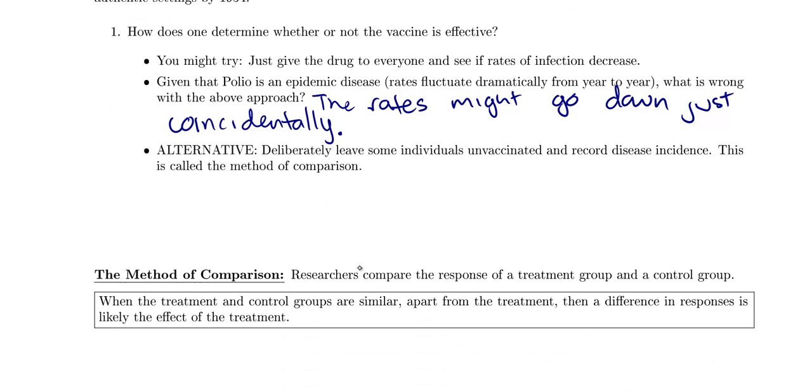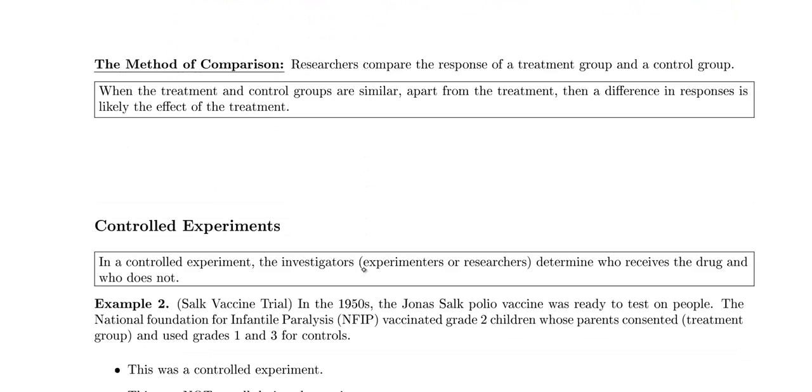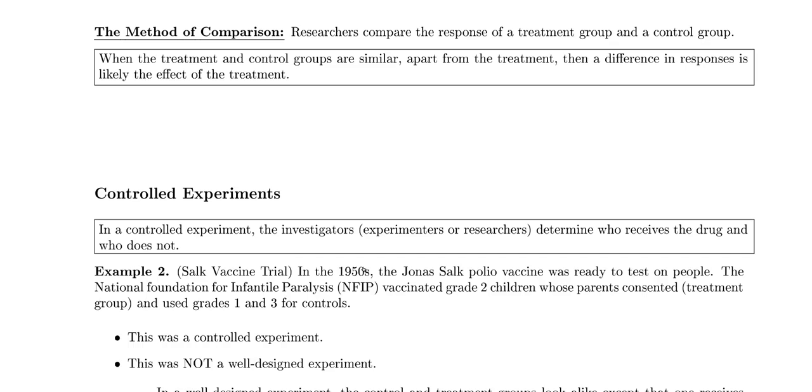For our method of comparison, researchers compare the response of a treatment group and a control group. And when the treatment and control groups are similar, apart from your treatment, then a difference in response is likely the effect of the treatment. One of the ways that we like to compare is with a controlled experiment. In a controlled experiment, the investigators, experimenters, or researchers determine who receives the drug and who does not.